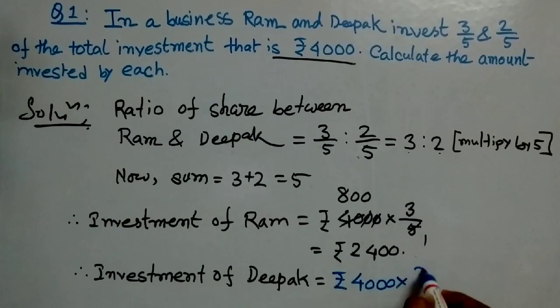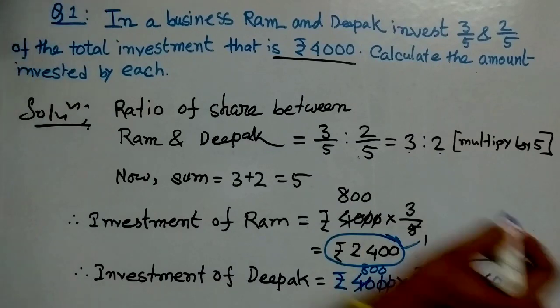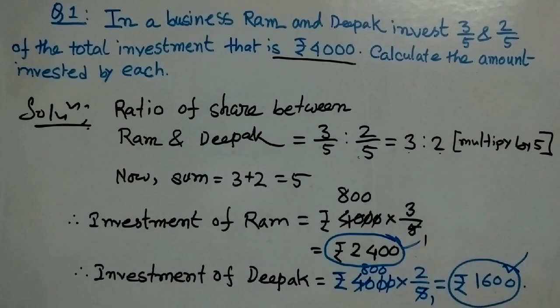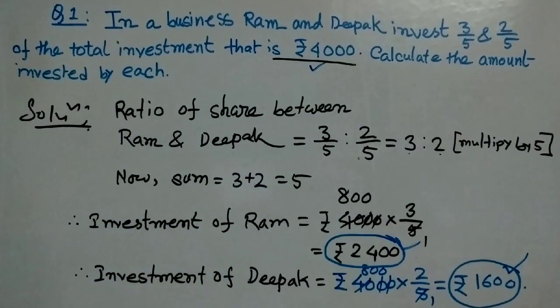4,000 into 2 by 5. So it will be equal to rupees 1600. So therefore these two are the answers. See, if you add 2400 and 1600, you will get this 4000.